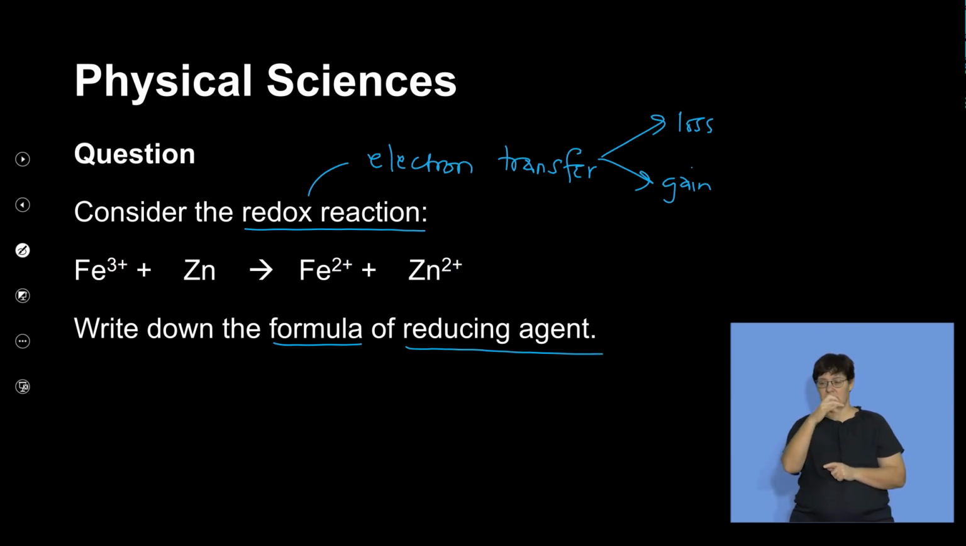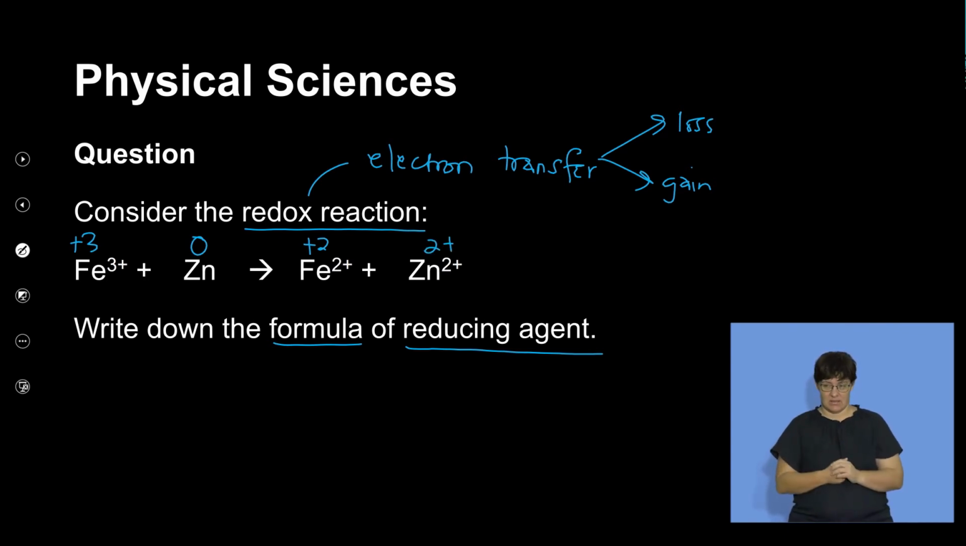First things first, we need to understand what is the role of a reducing agent in a redox reaction. But by so doing, we need to keep track of the oxidation numbers. So iron 3 is plus 3. Zinc as an atom is 0. This iron ion is 2 plus, okay? And then zinc is also 2 plus.